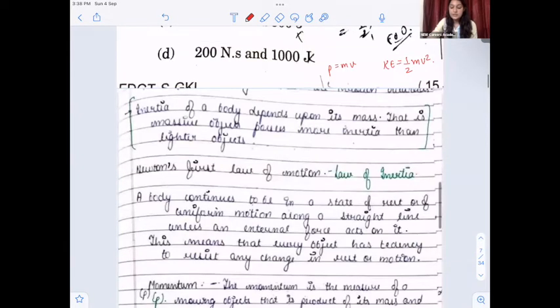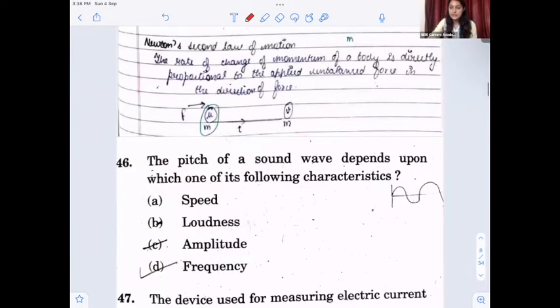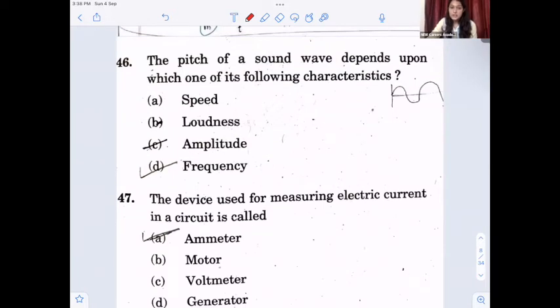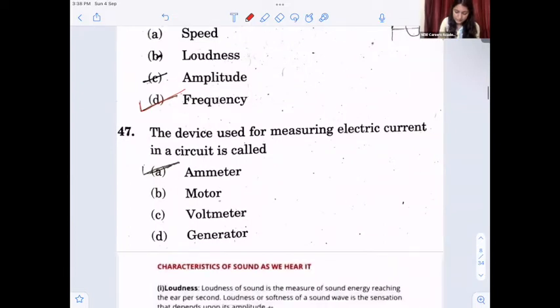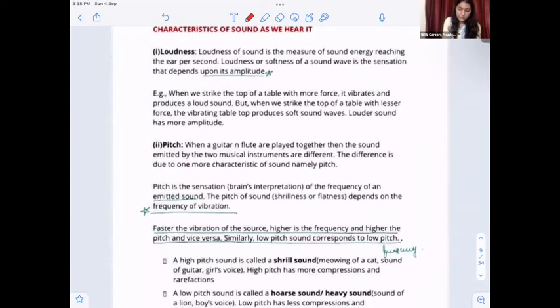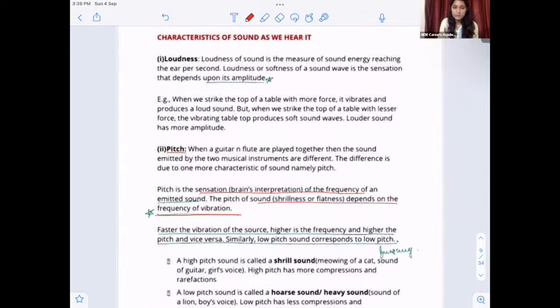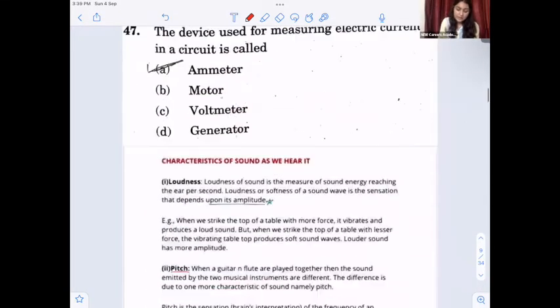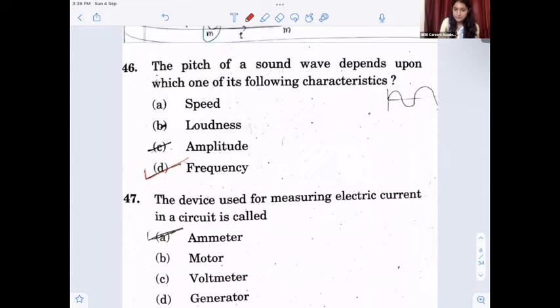Next question, the pitch of a sound wave depends upon which one of the following characteristics? You see, loudness depends on amplitude and pitch depends on frequency. I'll show you notes as well. So pitch is the sensation of brain's interpretation. The pitch of sound depends upon frequency of vibration. You can see it's star marked also. Important points are star marked. So answer is option D, frequency.